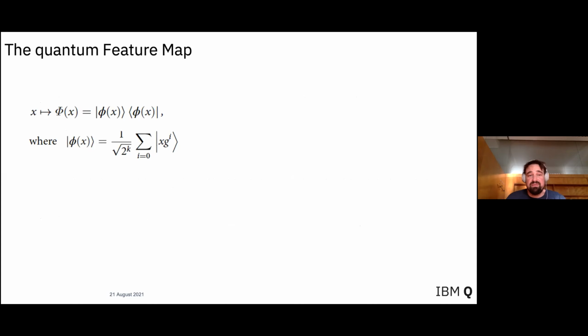Well, the feature map that you use is essentially the following state. You take some datum x, which is some bit string, by which you represent that integer from the modular group, and then you prepare the superposition state. You take that x string, and you say, okay, x acts on all the elements g_i, where i runs from 0 to 2^k. And the funny thing is that that state can be prepared in polynomial time on a quantum computer.